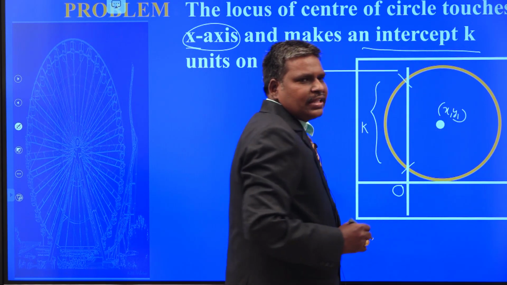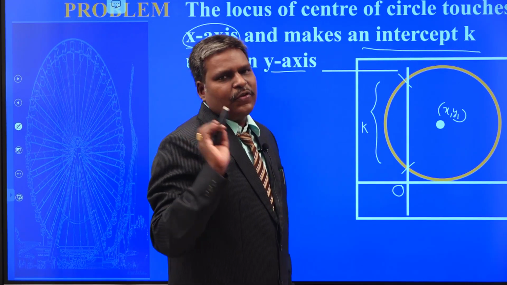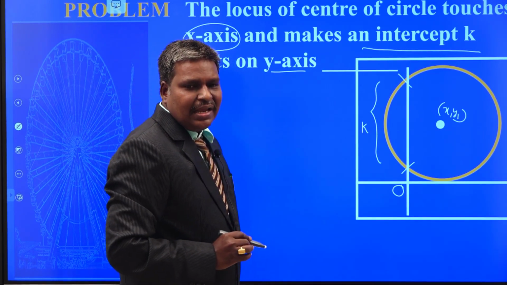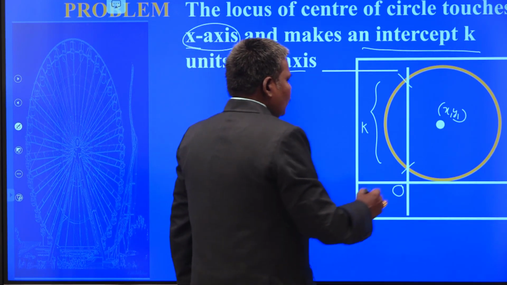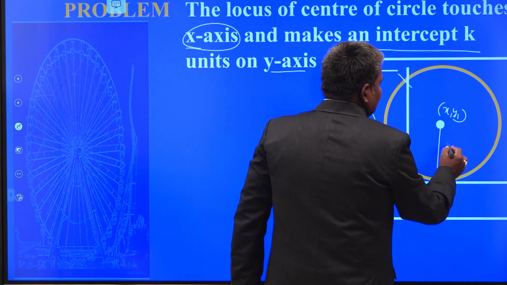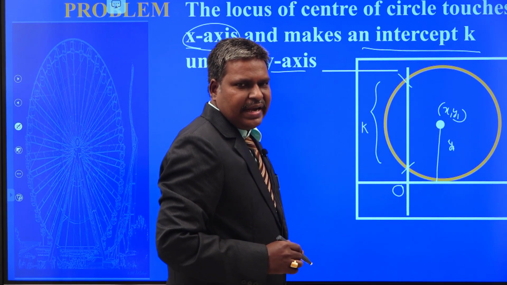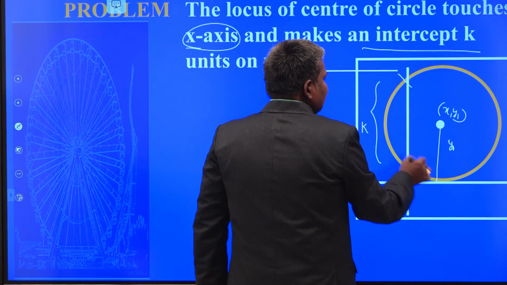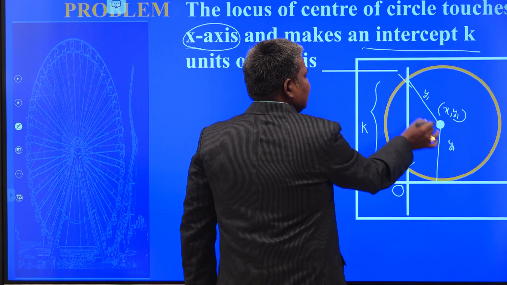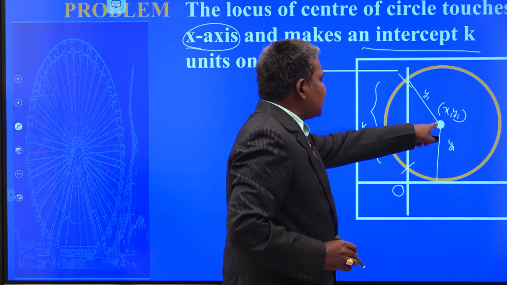So we are going to write the locus for x1 comma y1. x1 comma y1 is the center of the circle which touches the x-axis, at the same time makes an intercept of k units on the y-axis. Now tell me, what is the distance from here to here? The distance from the point to the x-axis is modulus of y1. This is y1. Is it the radius or not? Yes, it is the radius. Now, once it is the radius, my question is, is this also y1? Yes, this is also y1. Some of the students immediately say this is x1. No, this is not x1. Once your radius is y1, this is y1, from here to here.